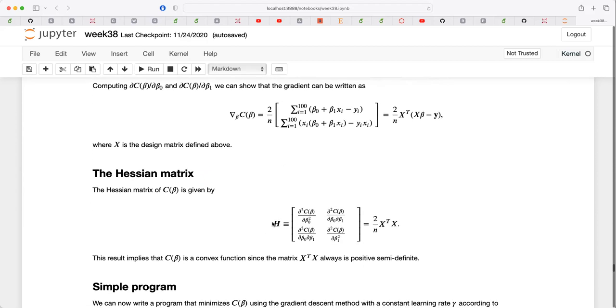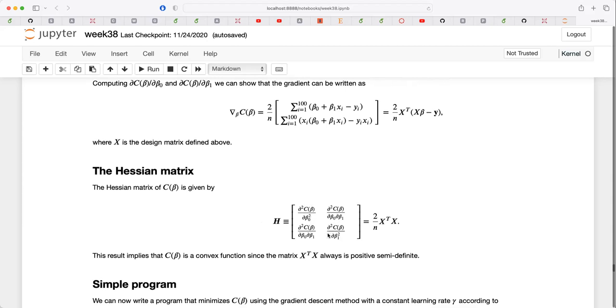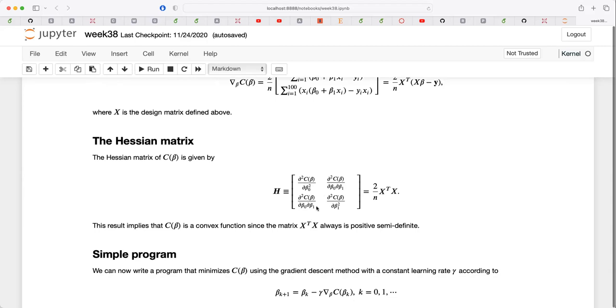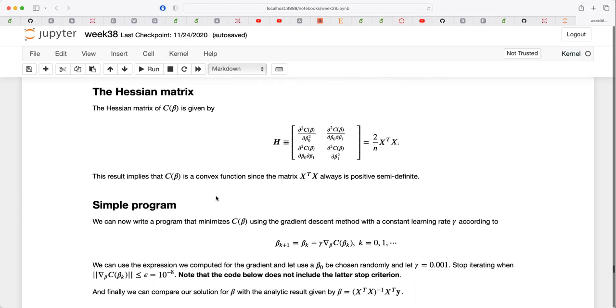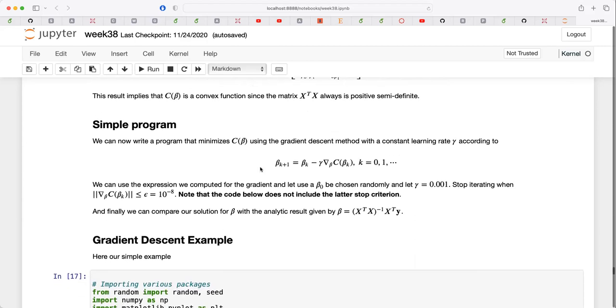And then you calculate the Hessian matrix, which is a quantity which now is simply given by x transpose times x, and is given by these second derivatives, which you see here. So this is the way you would calculate the Hessian matrix. And in the code which you see here now, what I'm implementing is actually the iterative procedure.